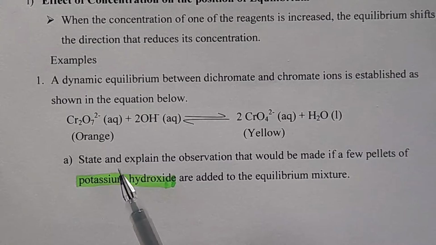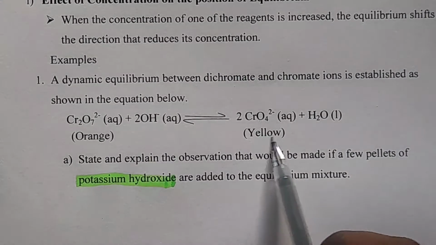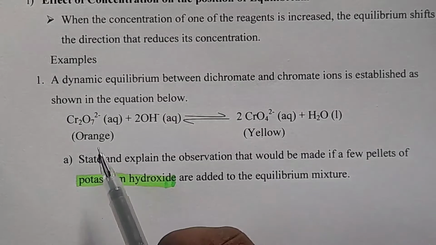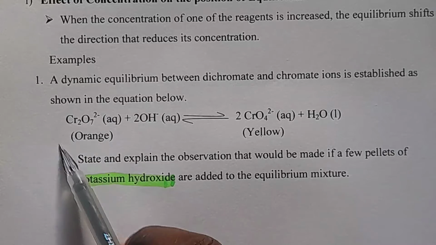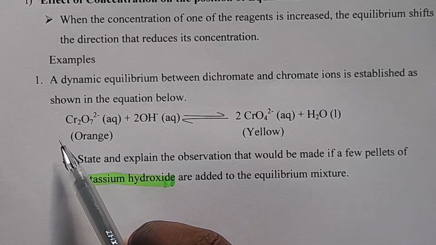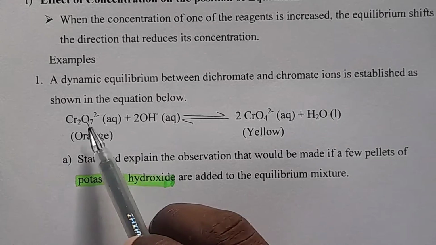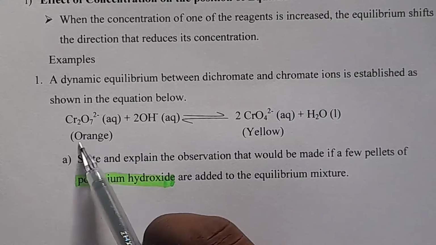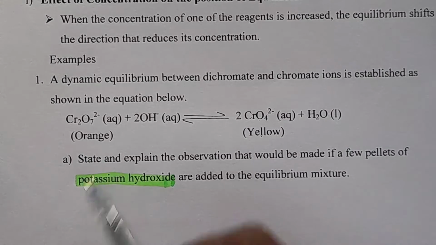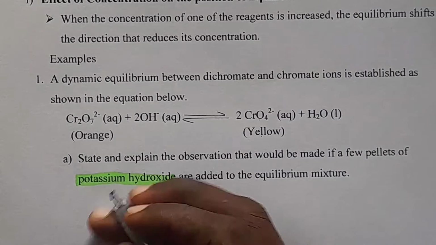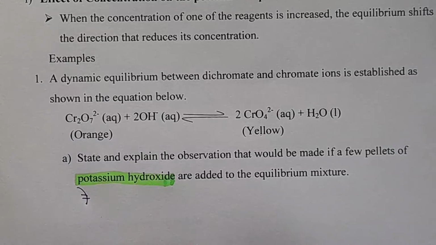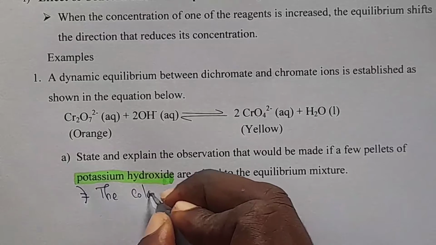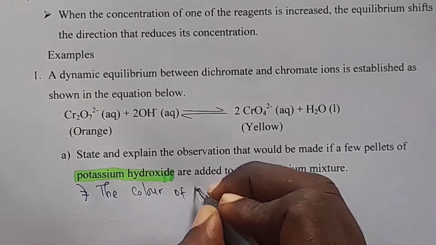So the observation will be the yellow color of the solution intensifies, or you will see that the orange color of the solution fades, because more of the hydroxide ions will be reacting with dichromate, thereby reducing its color. So those are the two sides that we can talk about. So we can say the first one, or on our side, we can just say the color of the solution.